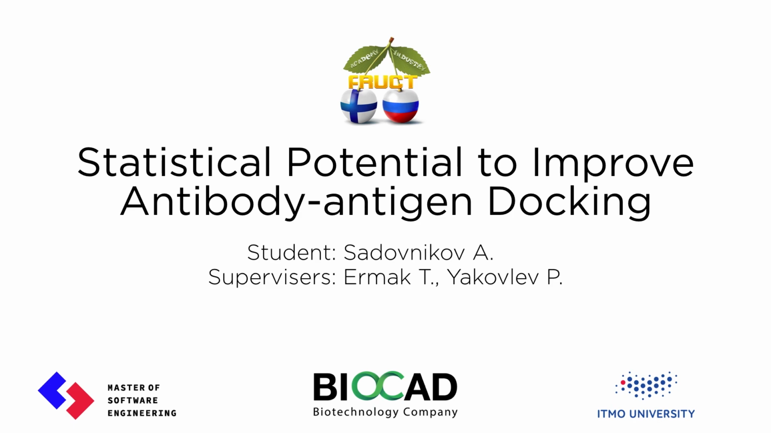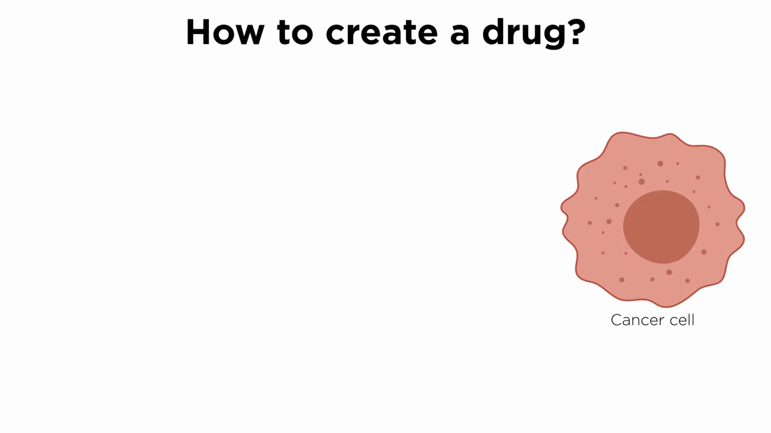Today I'm going to present my research titled Statistical Potential to Improve Antibody-Antigen Docking. But first, let's take a look at a quite distant from reality, but yet descriptive example of how one can create a drug. Let's suppose that there exists a cancer cell.